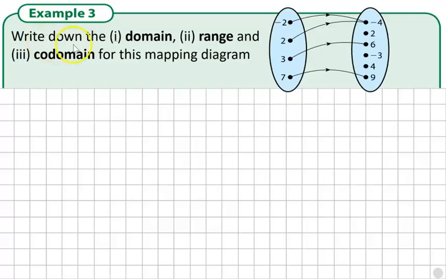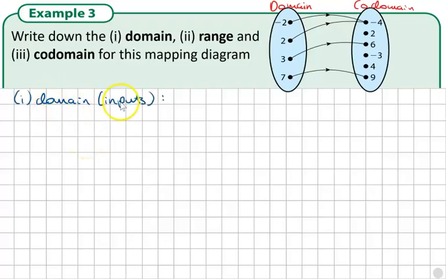Example 3. Write down the domain, range, and codomain for this mapping diagram. So we have -2 maps to -4, 2 maps to -4, 3 maps to 6, and 7 maps to 9. And then we have 2 with no arrow going towards it, -3 with no arrow going towards it, and 4 with no arrow going towards it. So this is our domain, and this is our codomain.